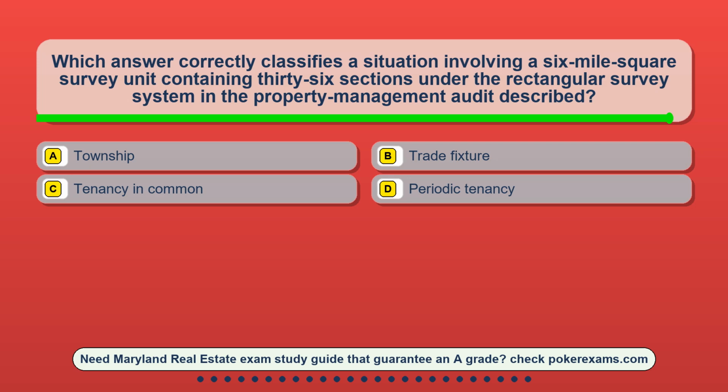Question 9. Which answer correctly classifies a situation involving a 6-mile-square survey unit containing 36 sections under the rectangular survey system in the property-management audit described? Option A, township. Option B, trade fixture. Option C, tenancy in common. Option D, periodic tenancy.